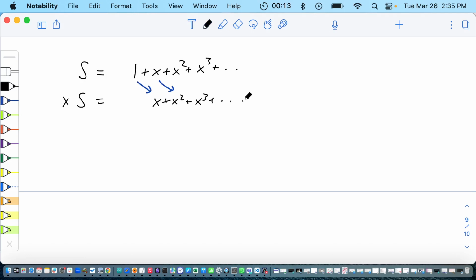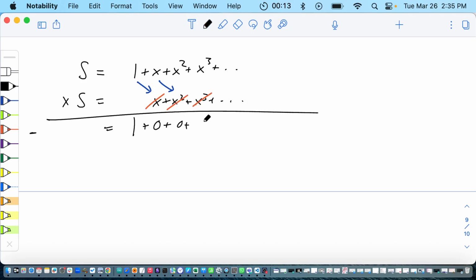And the point of this is that now that you've shifted everything over, things are lined up, where you have a bunch of terms in s and a bunch of terms in xs that are the same. The nastiness of s and the nastiness of xs are the same, so now you subtract them from each other. So you do a big minus sign, and on the left-hand side you have 1 minus 0 is 1, but all the other things cancel. So x minus x is nothing, x squared minus x squared is nothing, x cubed minus x cubed is nothing, so you have plus 0 plus 0 plus 0. And on the other side, after subtracting, you have 1 minus x copies of s. So 1 minus x copies of s is 1, and therefore s equals 1 over 1 minus x.